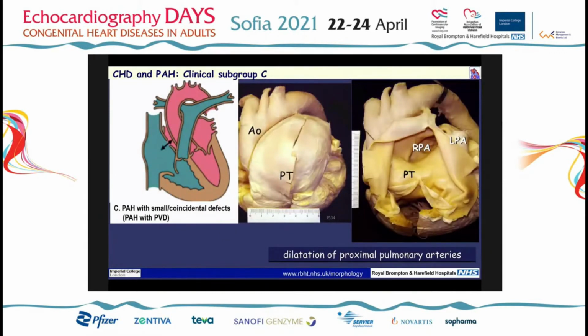Another example, this group C with small coincidental defect. This was a patient, just guess the age. Female, 83 years old, first diagnosed with atrial septal defect at the age of 63. Look at the size of that pulmonary trunk, really huge pulmonary trunk. And opening up here, right and left pulmonary arteries, very, very dilated. So the proximal pulmonary arteries seem to be affected.